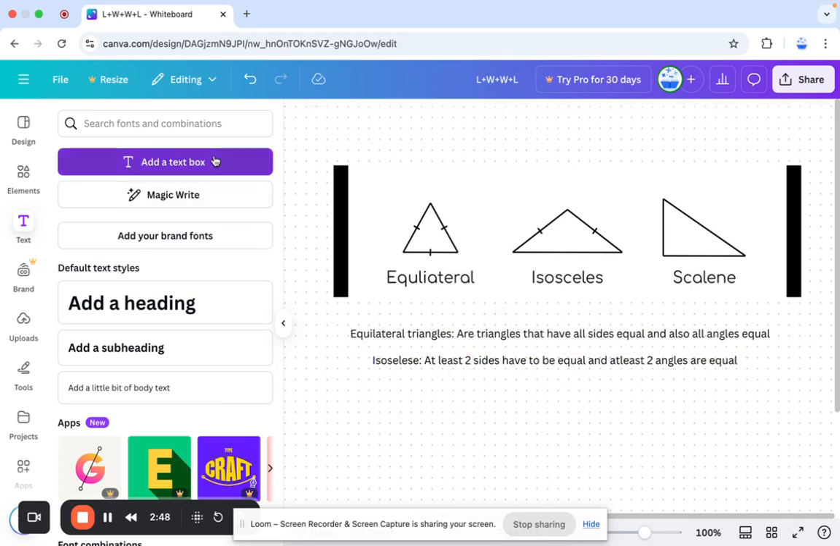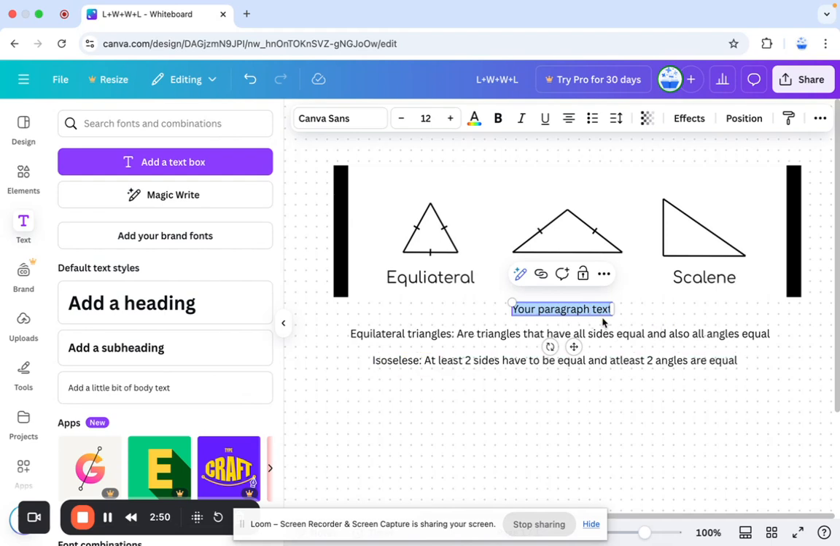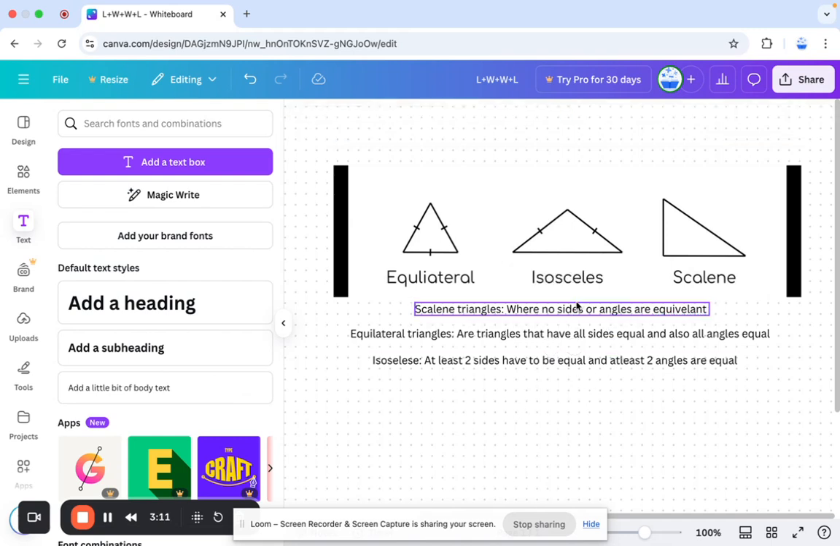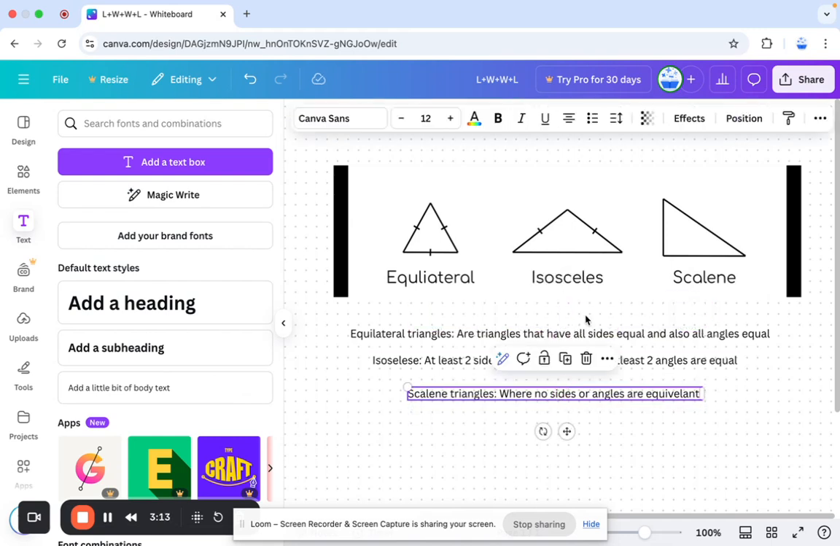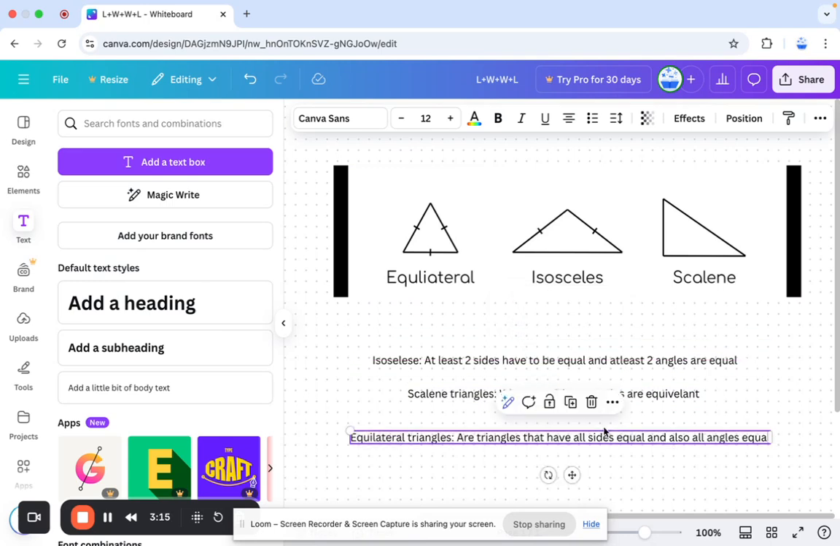Okay, and now we're going to be talking about scalene triangles. You guys might have figured already: 3 equal, 2 equal, none equal. Yeah, scalene triangles where no sides or angles are equivalent. So that's scalene triangles. So that's it for scalene.